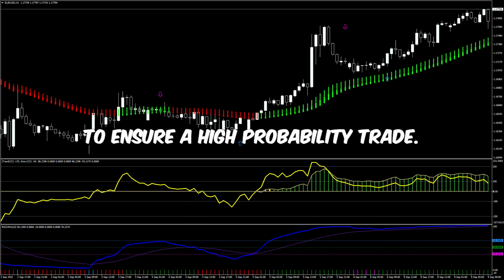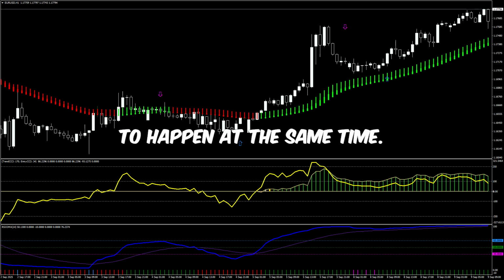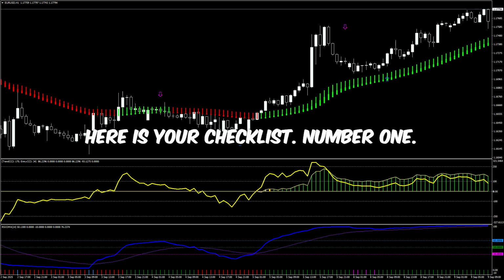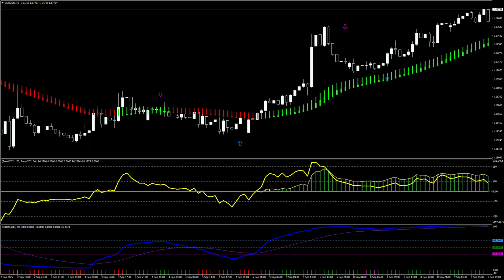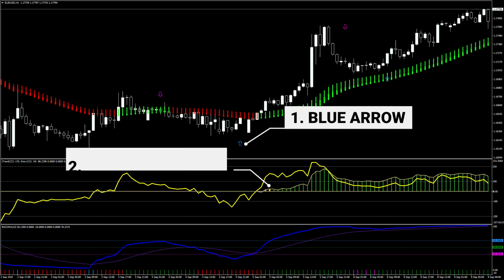To ensure a high probability trade, we need 3 specific conditions to happen at the same time. Here is your checklist. Number 1, wait for the moving average crossover to generate a clear buy signal. This appears as a blue arrow for the lines crossing upward. Number 2, look down at the double CCI Woody indicator in the bottom window. The histogram bars must be green. This confirms the immediate momentum is bullish.